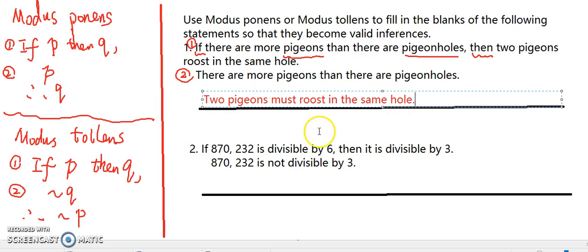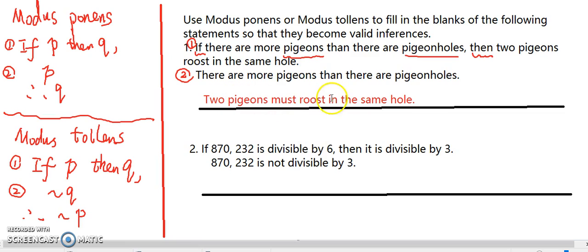Okay, so this is Modus Ponens. The conclusion confirms this conditional statement. So this is pretty much the same as the conclusion of the conditional statement. Now let's look at the second one. If 870,232 is divisible by 6, then it is divisible by 3. So this is the first premise. This is the hypothesis, and this is the conclusion.